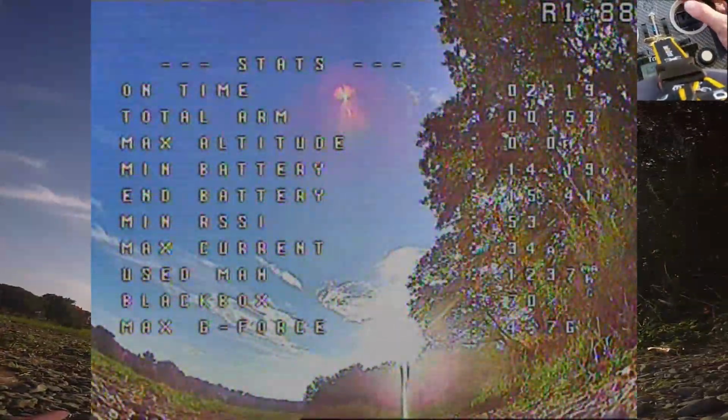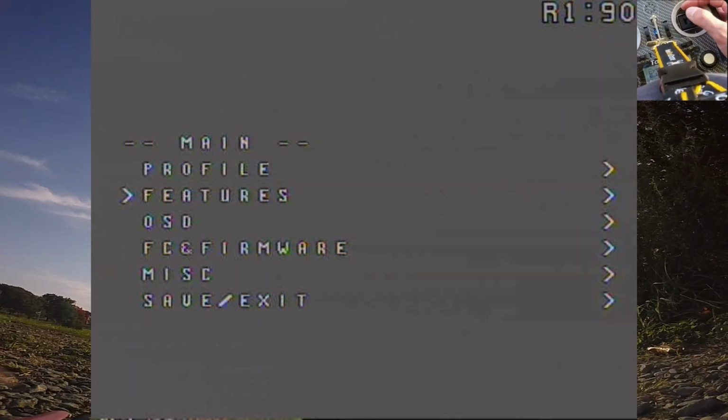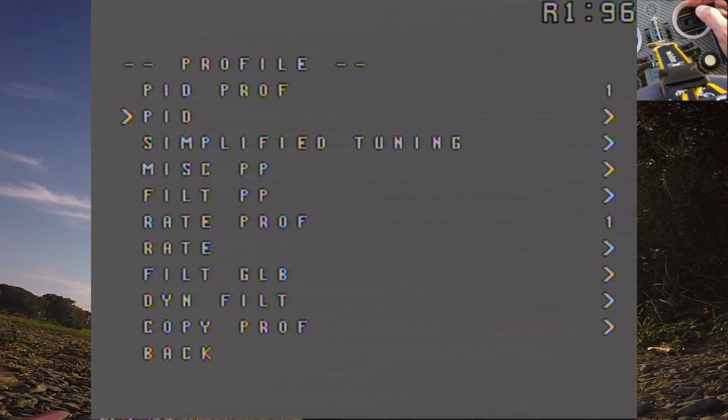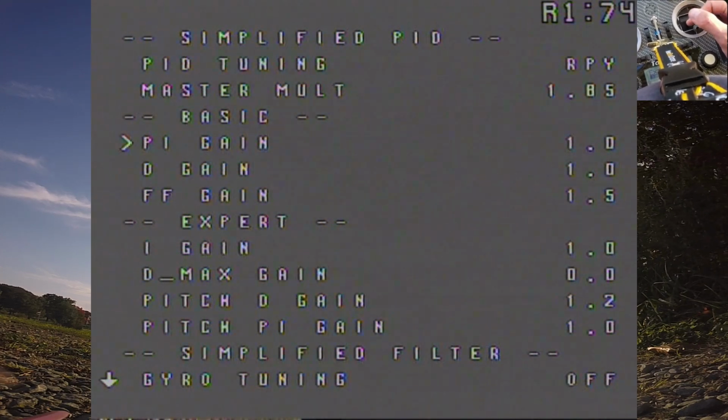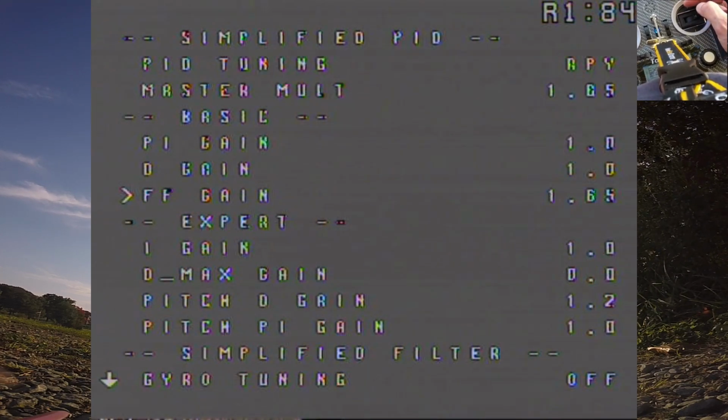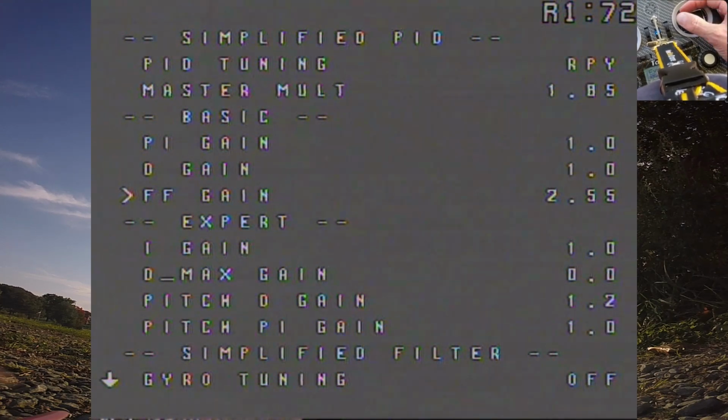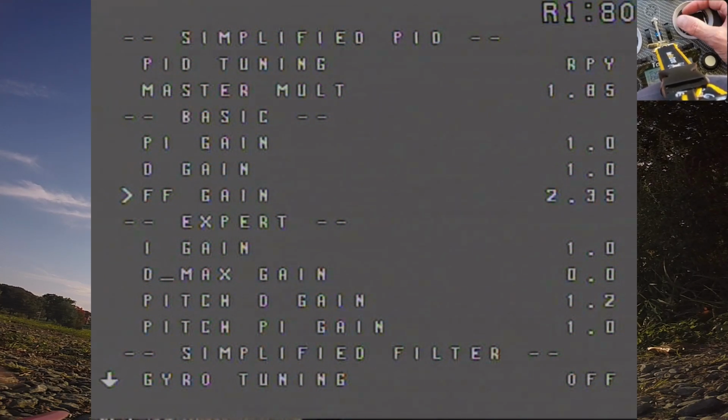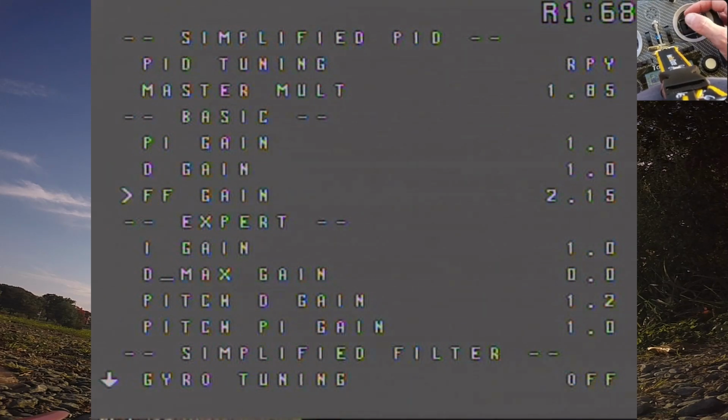Motors disarmed. So I'm going to go into here, features. Oop, back it off, profiles, simplified. I'm going to take this all the way up to a feed forward of 2.0. Ooh, 2.55. Let's go to 2.0. See what that is.